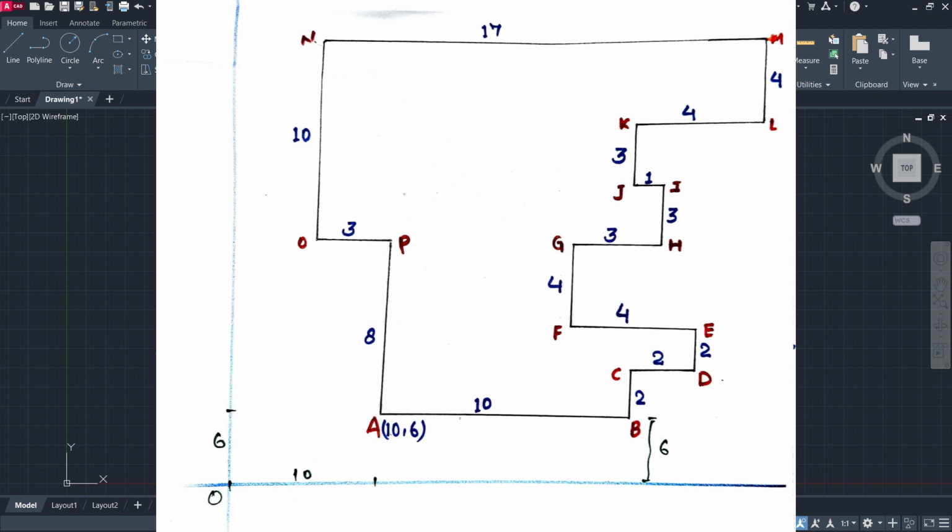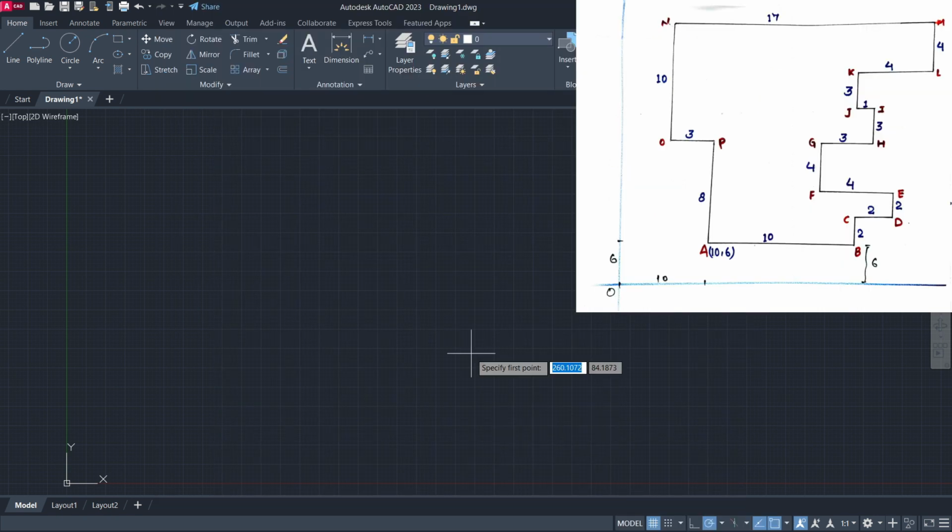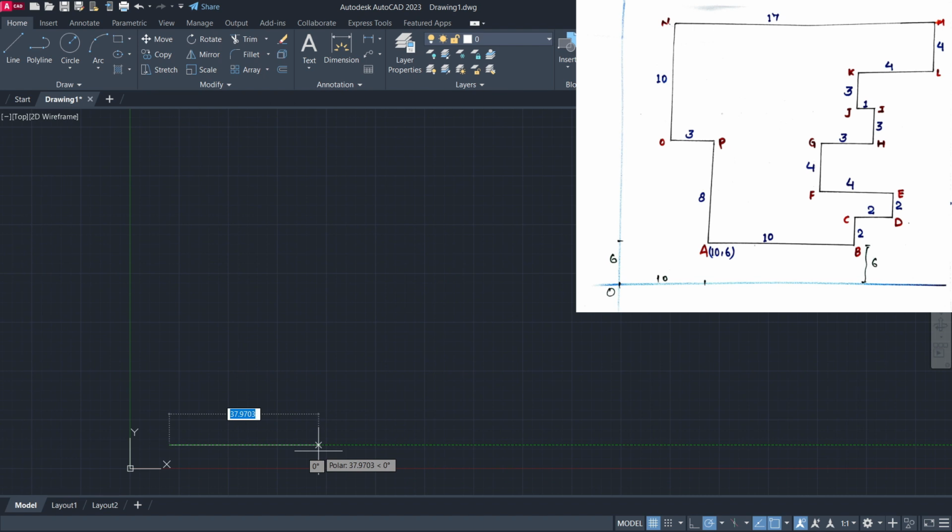Now let us draw that figure. Okay, so first we will draw it by the absolute coordinate system. For that, go to L, enter, and then specify the first point. So 10, comma 6, enter. First point has been specified. I am panning and zooming it. Now for the second point, we have 20, comma 6, enter. Again for the third point, we have 20, comma 8, enter.